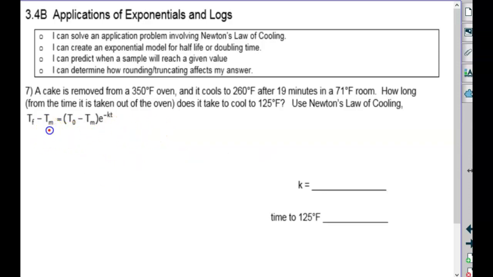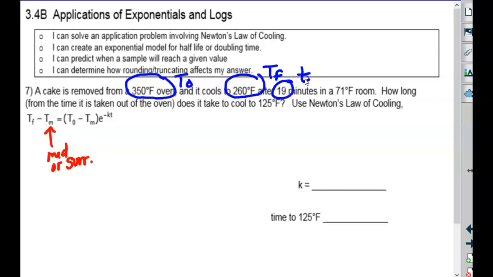All right. So this is the medium or the surroundings. All right. So we have a 350-degree oven, which is our original temperature throughout the whole problem. It cools to 260. This is our final temperature only for finding K, right? 19 minutes is the time, and we only need that at the beginning. Later we have to find a time, but the room is the same temperature throughout the problem.